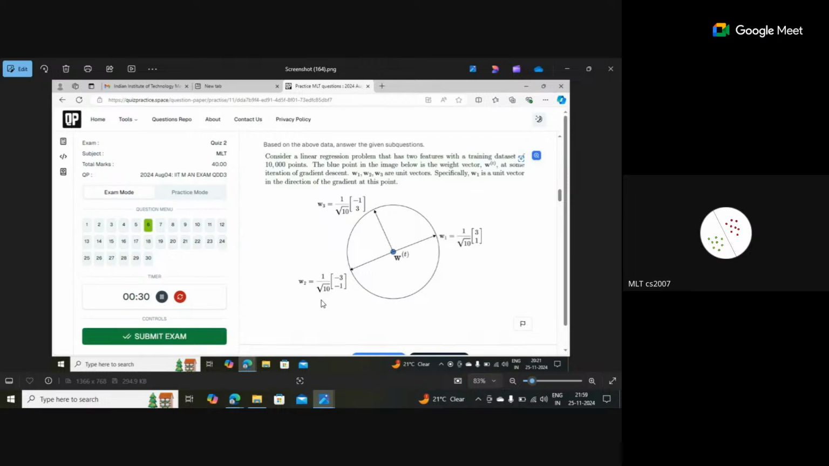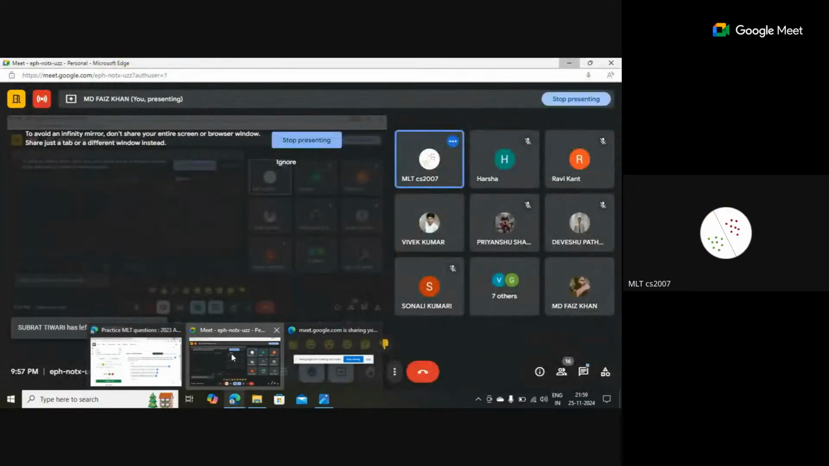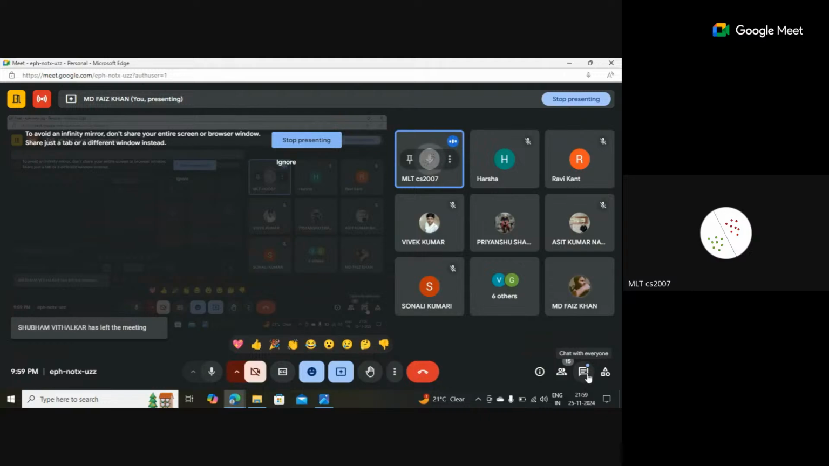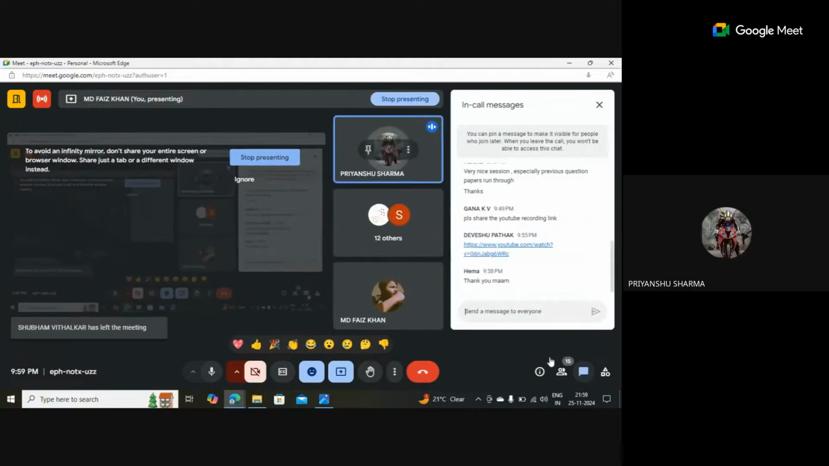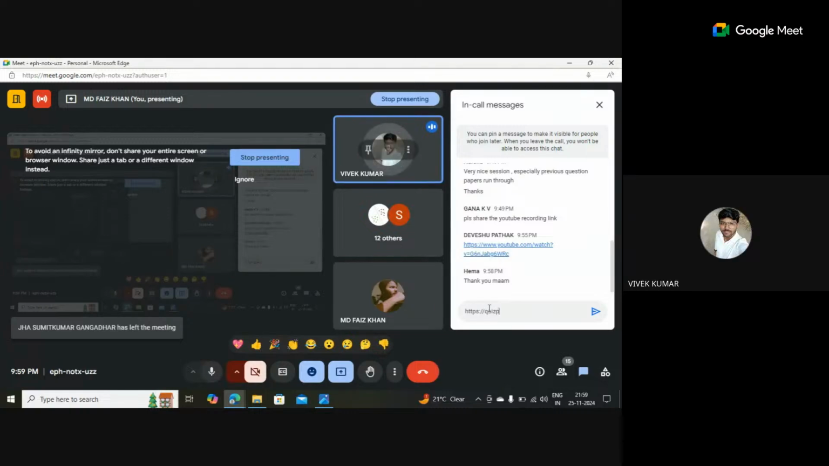What is the link you're using? Ma'am, question practice dot space. Can you share it in the chat? How do you get this link? Okay, ma'am, I'm sharing it. Someone sent me. This has all the QPs for all the subjects, for all the terms. This is nice. I think one of the students made this. This is really nice.